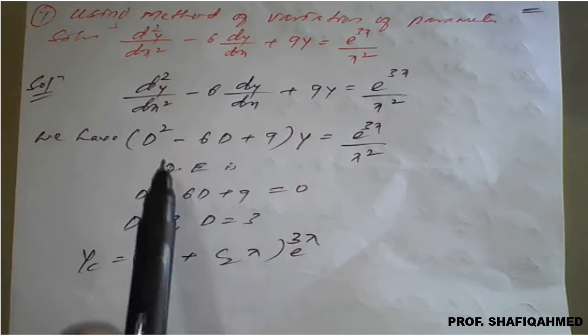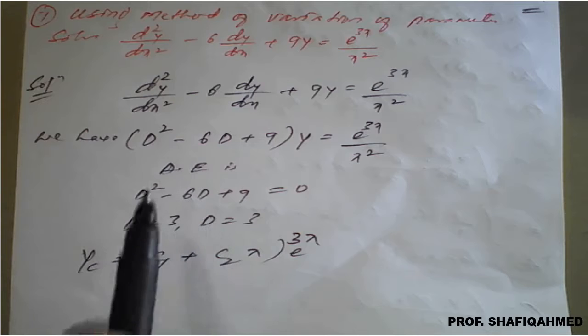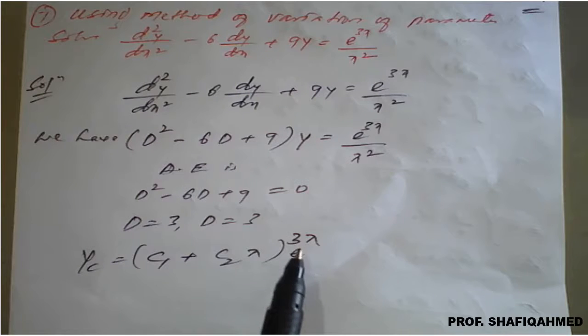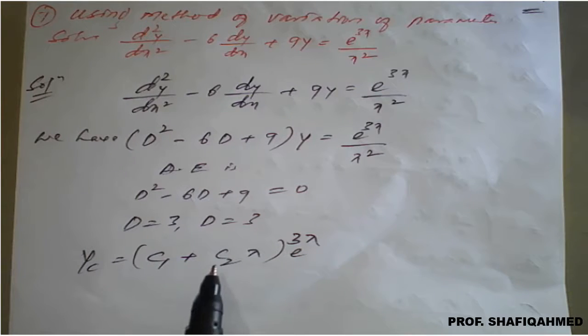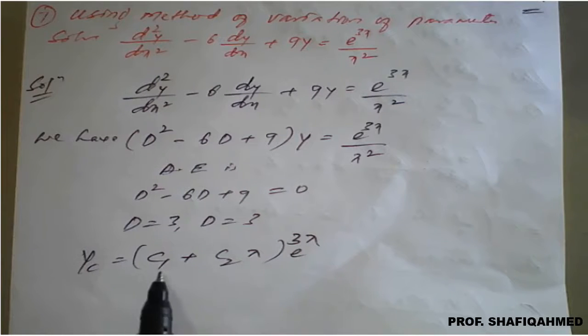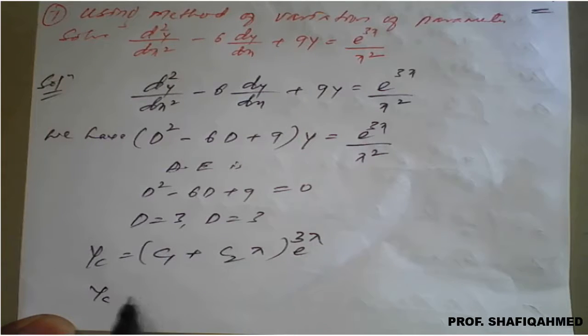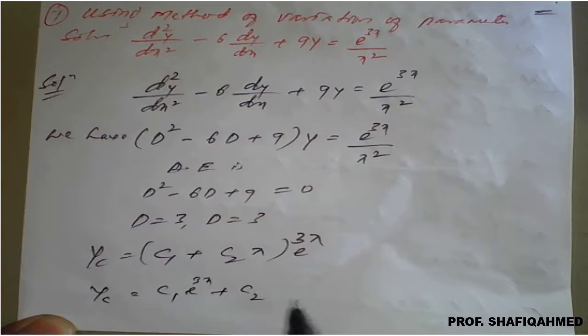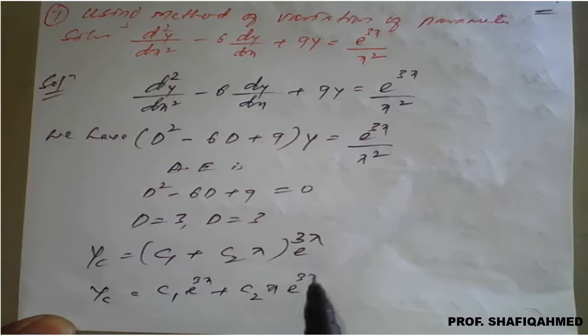So the left hand side you simplify and find the roots. You will get a complementary function as (c1 plus c2 x) into e raised to 3x. By using this complementary function we are assuming the complete solution. So you multiply this e raised to 3x to this bracket. If you multiply, it will become yc is equal to c1 e raised to 3x plus c2 x into e raised to 3x.